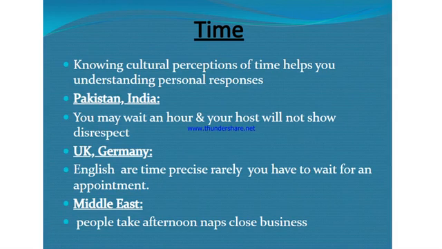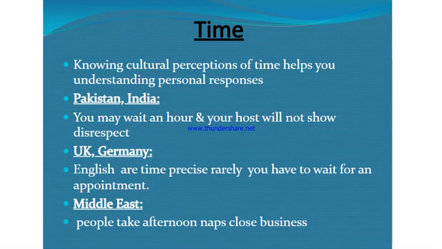Number one, time. Knowing cultural perceptions of time helps you understand personal responses. Persons in Latin America and the Middle East treat time more casually than Americans, who prefer promptness. Germans are time precise. Rarely do you wait for an appointment in Germany. They are very specific on time. But in Latin America and in Buddhist cultures, you may wait an hour. Your host is not showing disrespect thereby.